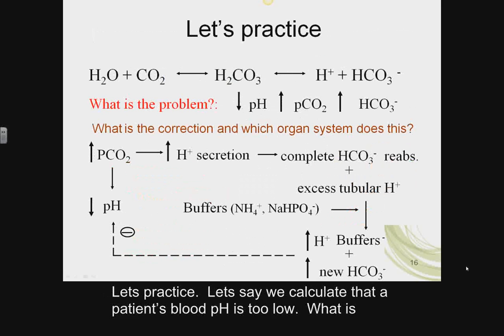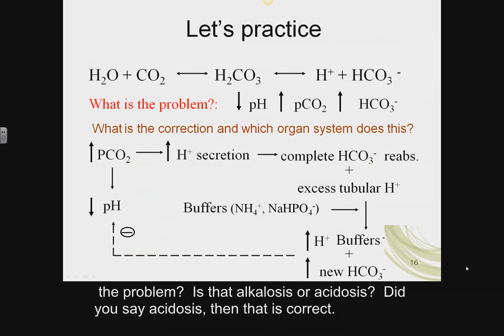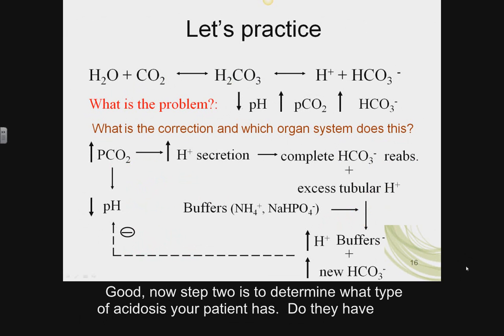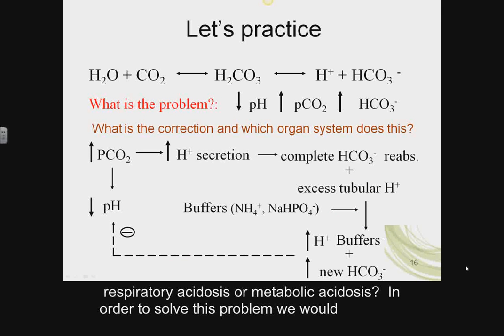Let's practice. Let's say we calculate that a patient's blood pH is too low. What is the problem? Is that alkalosis or acidosis? Did you say acidosis? Then that is correct. Good. Now step 2 is to determine what type of acidosis your patient has. Do they have respiratory or metabolic acidosis?